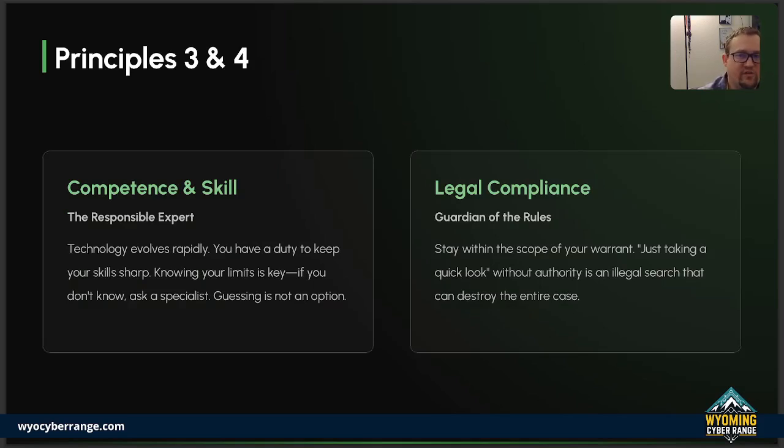Principles 3 and 4 are going to be competence and legal compliance. Our competence needs to be up to par because technology evolves. We're going to be the experts, so we have a duty to keep our skills sharp. And if we don't know something, we're going to go ask a specialist. We're not going to guess ourselves because we're not the specialist. We may need to bring in other specialists in order to improve this.